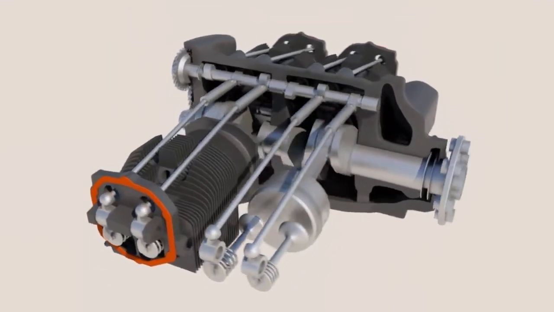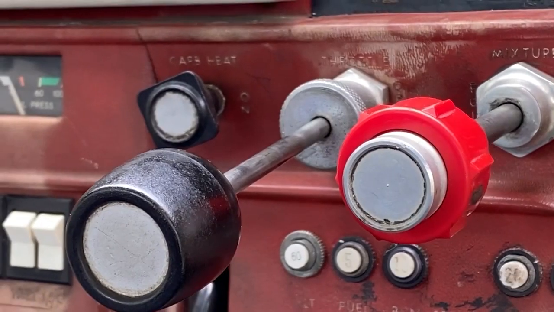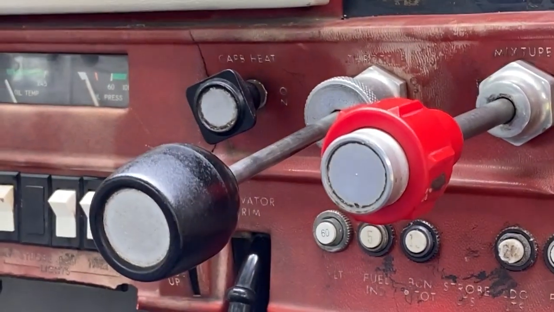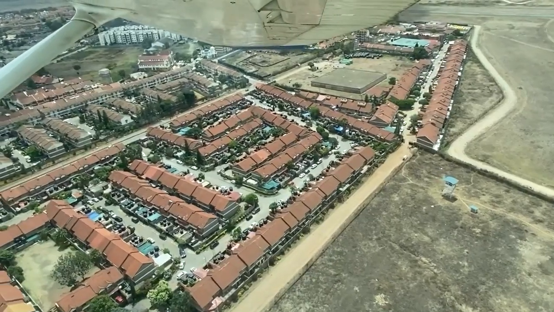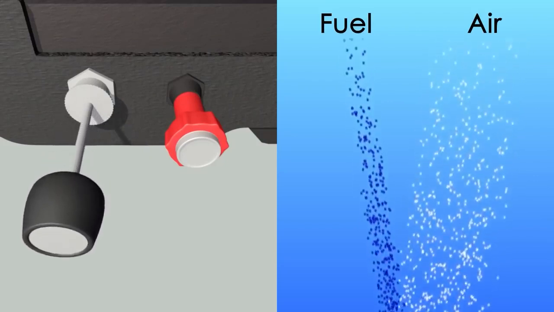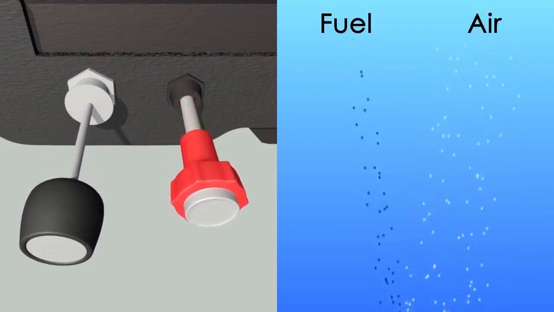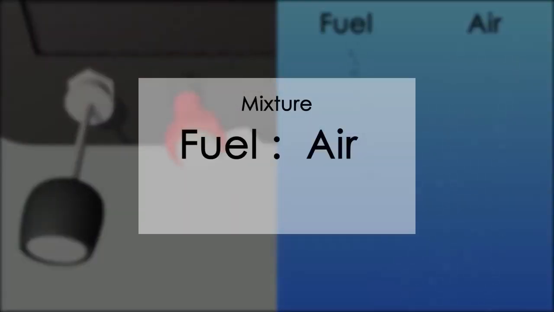Now, how do we get the fuel and air into the cylinders? It's simple: the induction system. Inside of the cockpit of most general aviation aircraft, there are the throttle and mixture controls. The throttle controls the amount of fuel and air that go into the cylinders, while the mixture controls how much fuel is mixed with the air. In simple terms, the mixture controls the ratio between fuel and air.